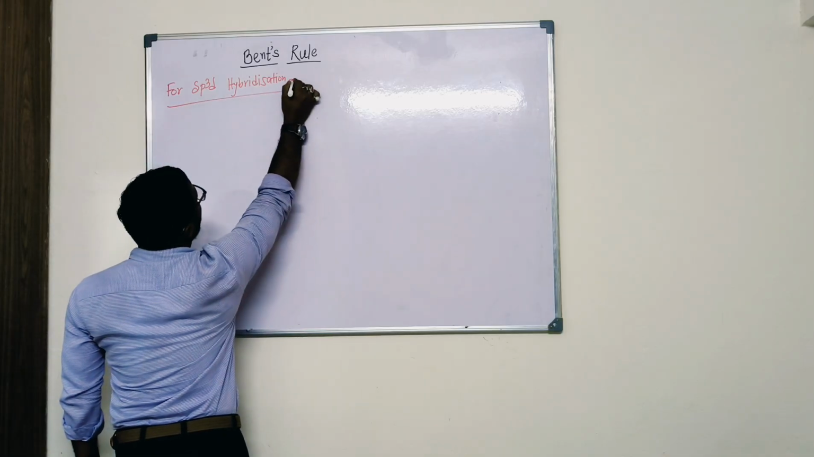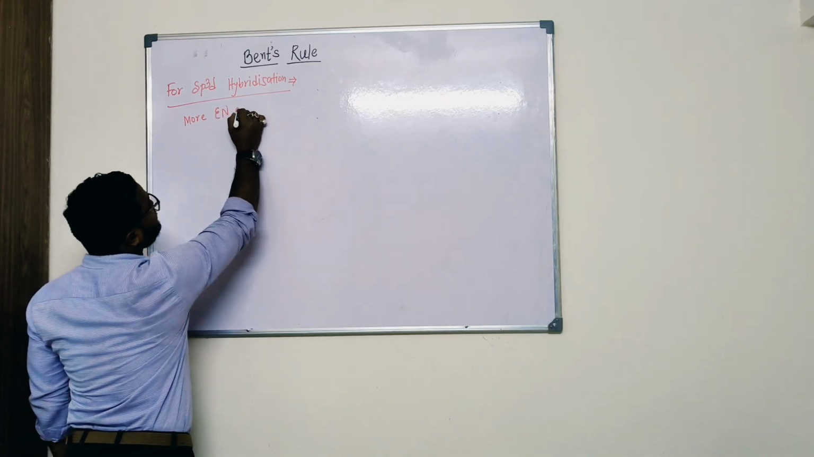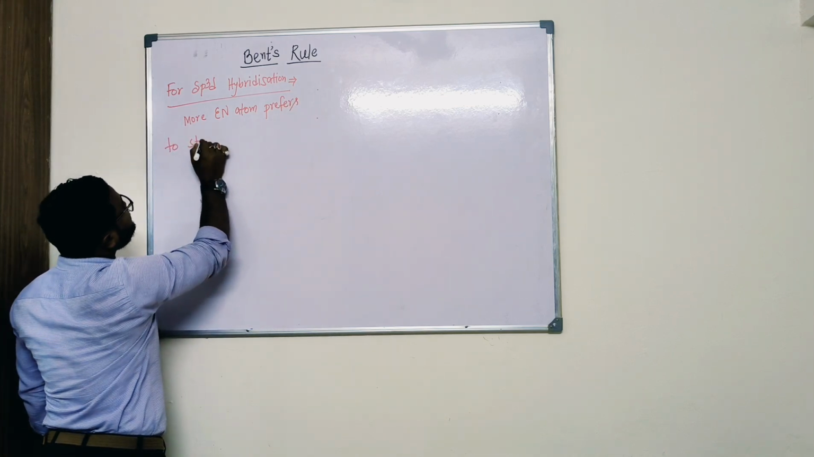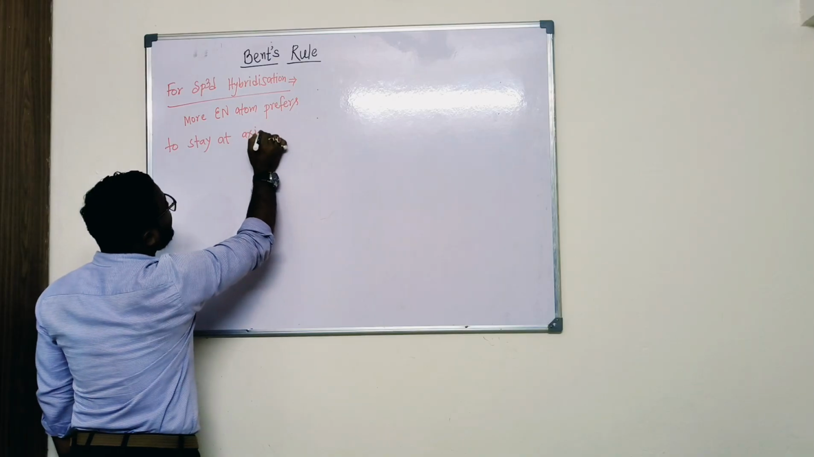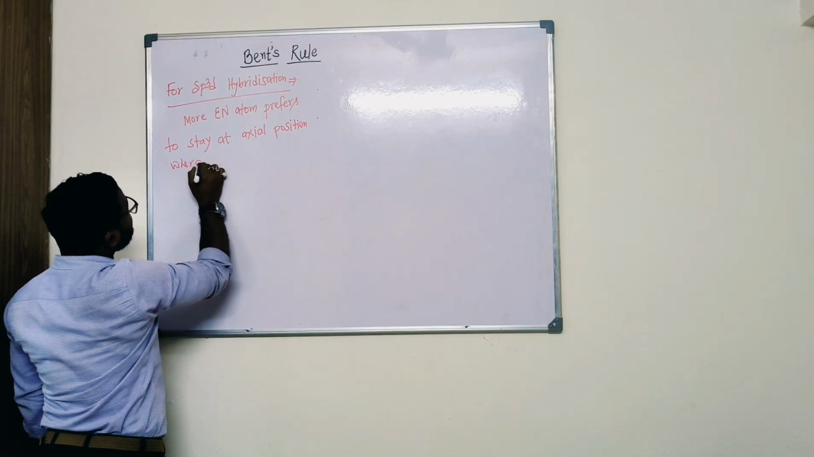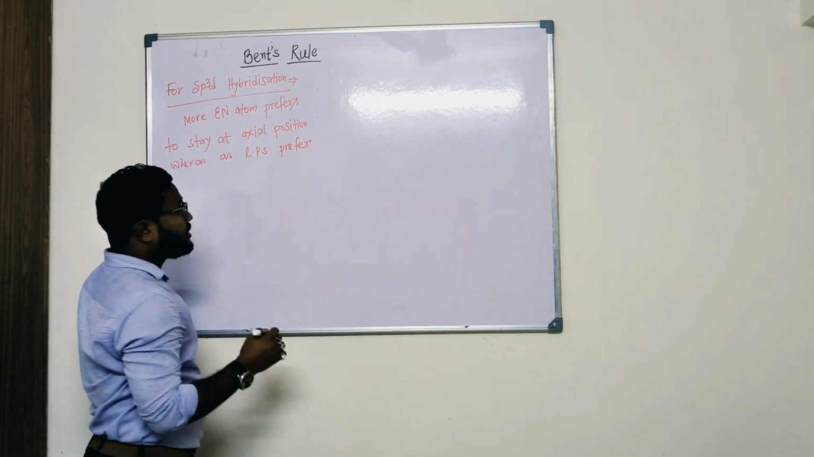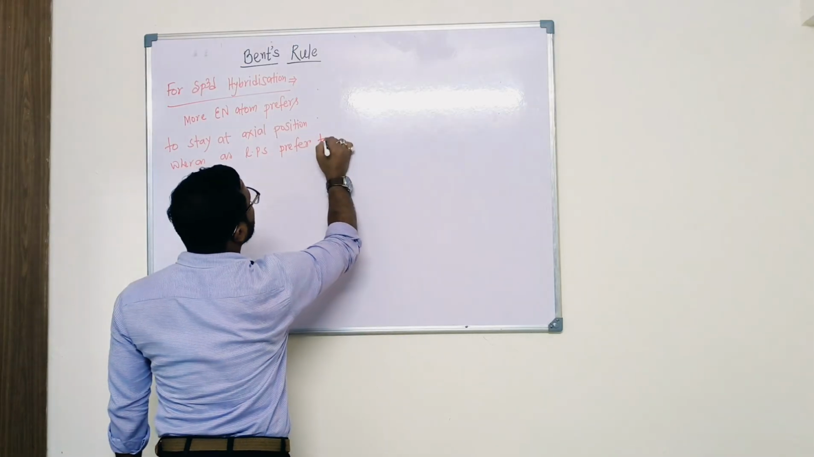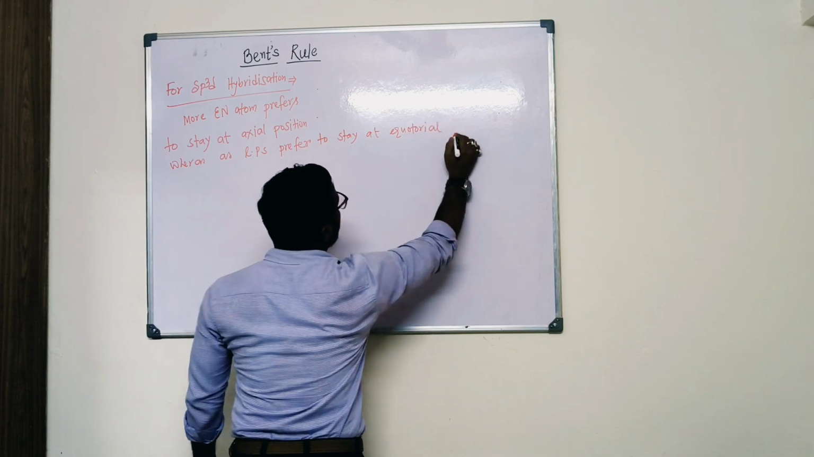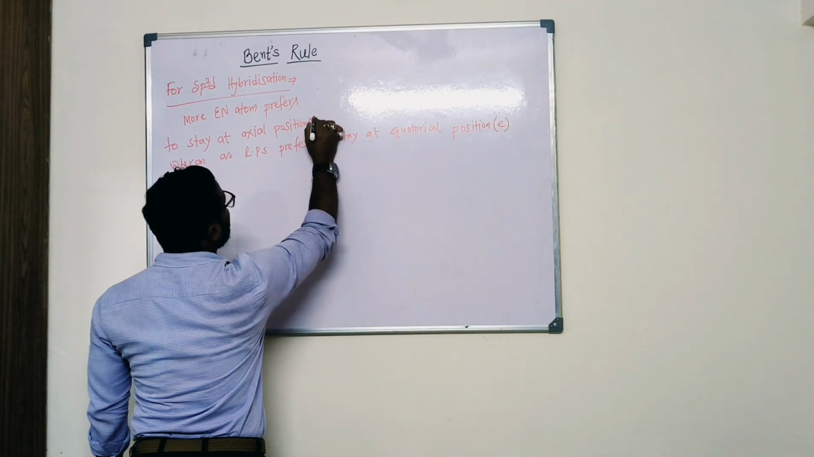So, for sp3d hybridization, what is Bent's rule? A more electronegative atom prefers to stay at axial position, whereas lone pairs, or we can say less electronegative atoms, prefer to stay at equatorial position, denoted by E. Axial position is denoted by A.